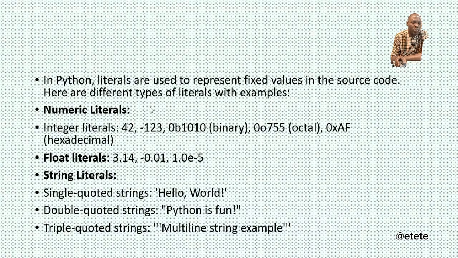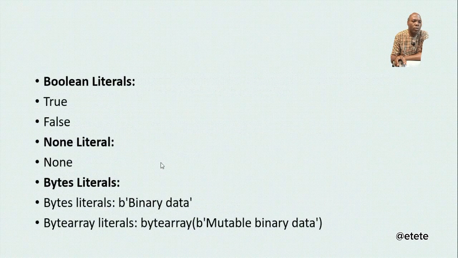String literals. We've seen some of these examples in my previous classes. Single quoted string, hello world. Double quoted string, Python is fun. Triple quoted string, multi-line string example. You can see this one is triple quote, this is double quote, and this is single quote. Now, Boolean literals, we have true, we have false. Special literal, we have none. Byte literals, which is binary data.